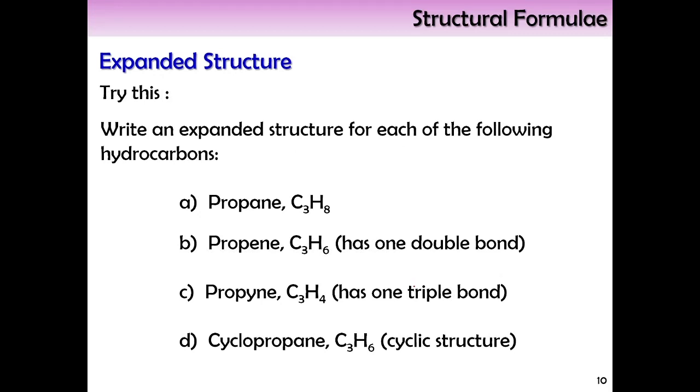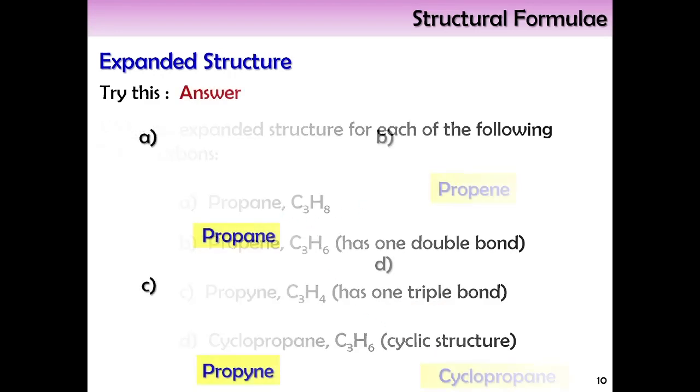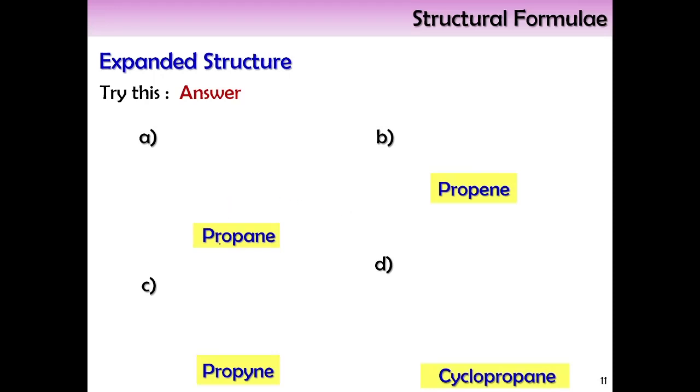Expanded structure. Let's try to draw this one. Write an expanded structure for each of the following hydrocarbons. Given for you: propane, propene, and one clue given is it has one double bond. Propyne has one triple bond, and cyclopropane has cyclic structure. So it means that propane here is all single bond. Let's try to solve this one. Methane, ethane, propane. So propane should have 3 carbon, so C, C, C. And complete all the covalent bonding.